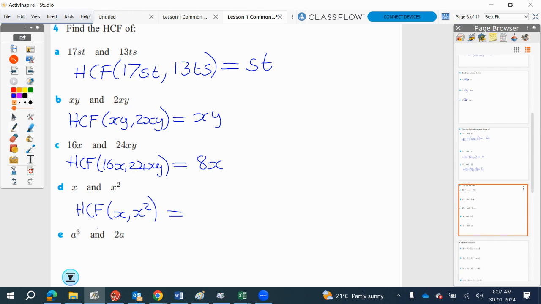What's the highest common factor of x and x squared? x. And then the highest common factor of a cubed and 2a. a. No problems on those ones.